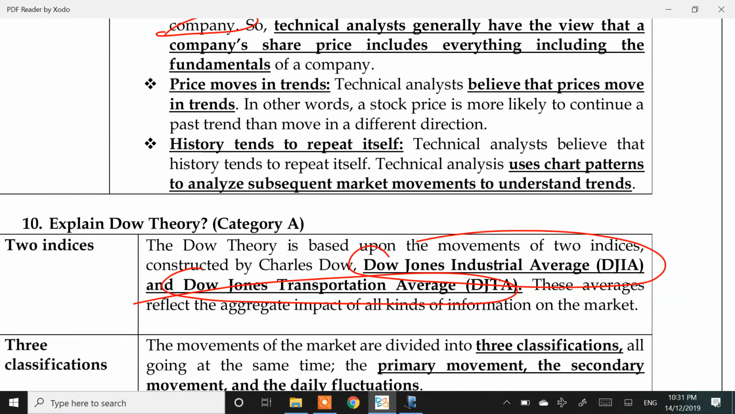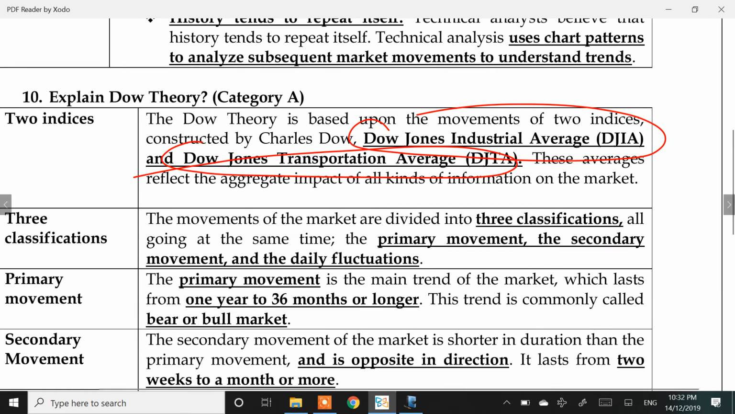Now, there are three kinds of classifications as far as the Dow theory is concerned. There's a primary movement, a secondary movement, and daily fluctuations. Primary movement is normally for a period of maybe 3 or 4 years, which is a longer period, and it can be something like a bull market or a bear market. This is the overall movement of the market, the main trend of the market. Your secondary movement will work opposite to the primary movement.